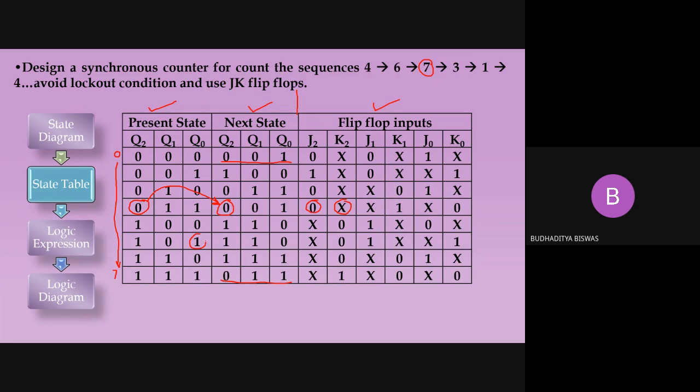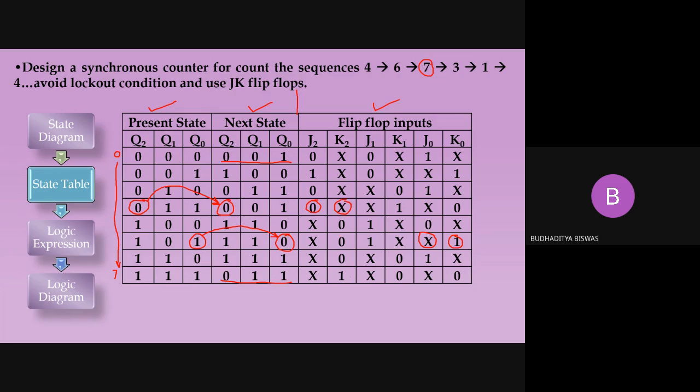Q0 equal to 1 in the present state, Q0 equal to 0 in the next state. So this is called 1 to 0 transition. And for 1 to 0 transition, the particular flip-flop input should be don't care, 1. So J0 should be don't care, K0 should be 1. So very slowly, using the excitation table, you need to fill out the flip-flop inputs.